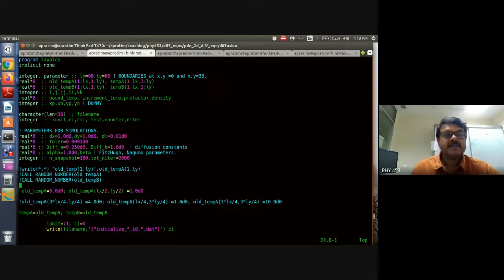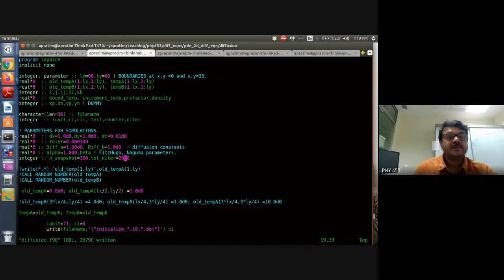Okay. And since we are using the explicit method, we should choose a small value of dt, which you have chosen to be 0.01, and dx equal to 1 and dy equal to 1. So this is the problem, and we want to be sure that it is diffusing out correctly. I've set the diffusion constant equal to 1. Furthermore, I am saving a snapshot every 100 iterations, and the total number of iterations is 2000.